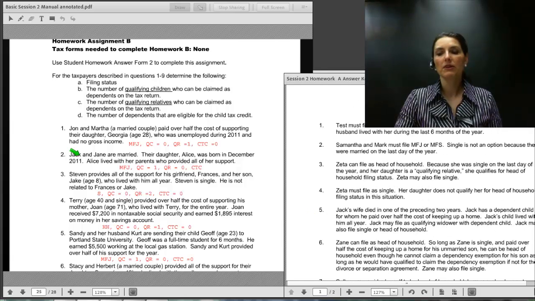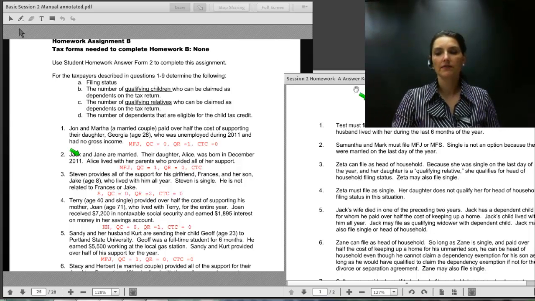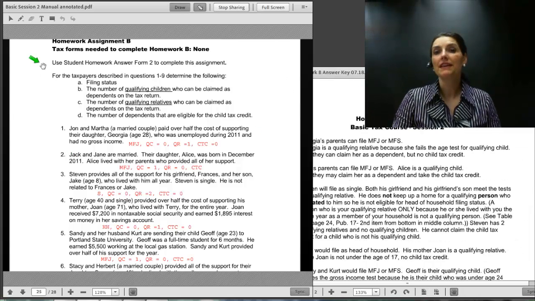I will be referring to them as I review. Right now I am just about to close the homework answer key A for session 2, and I will be opening homework answer key B. So homework assignment B is a fairly difficult homework assignment, I feel. We're asking you on each of these questions to consider multiple options that have to be determined. The first of which is filing status. Select the correct filing status for the filer.